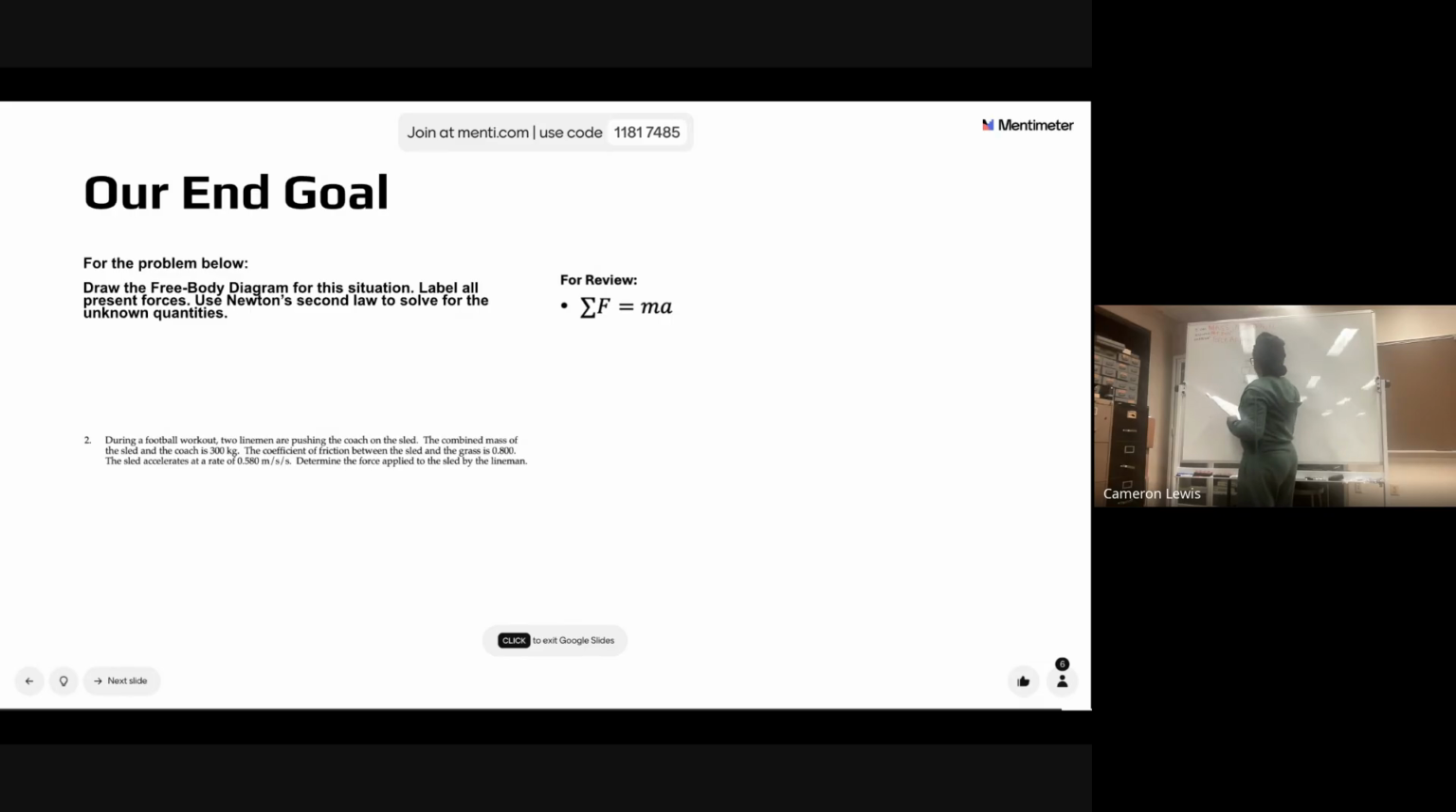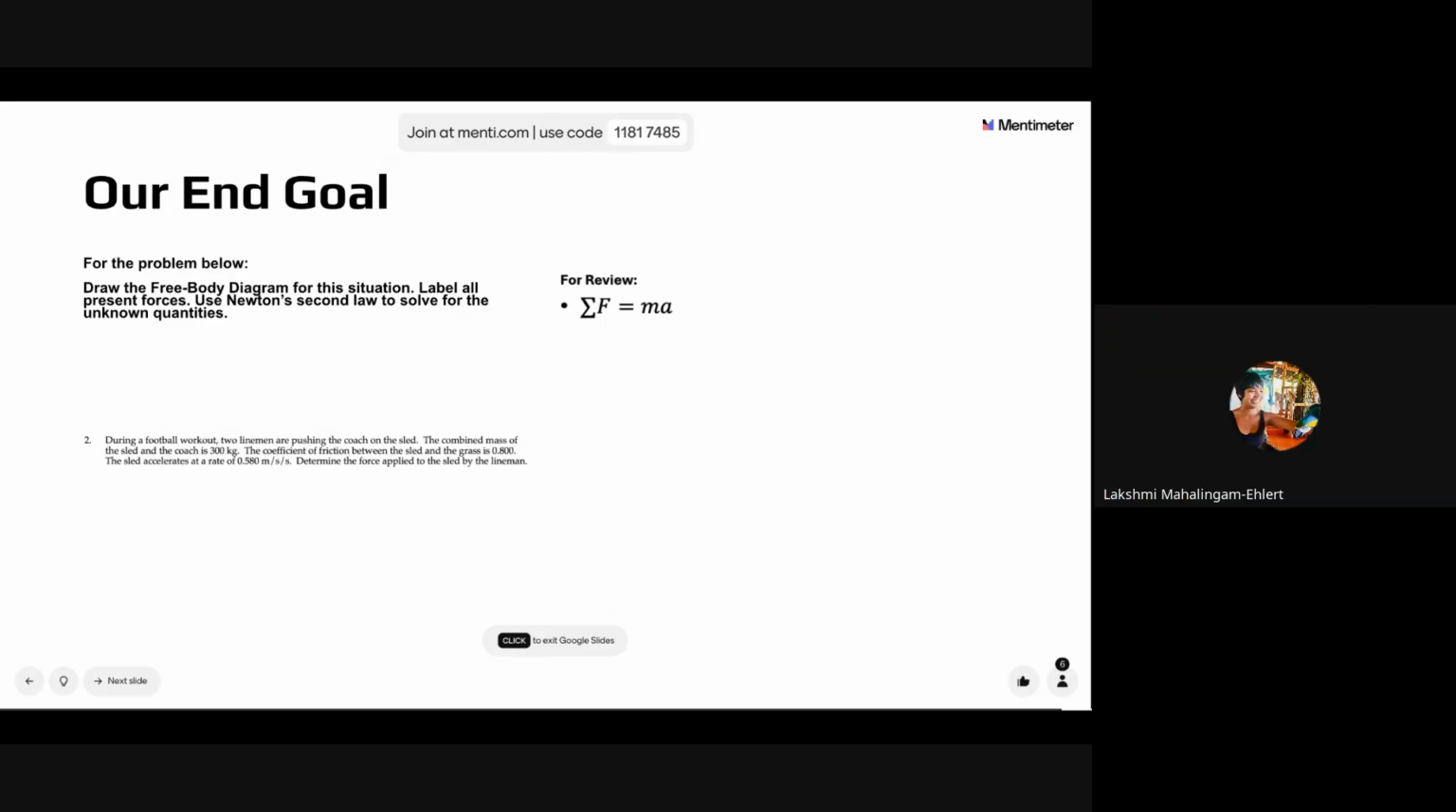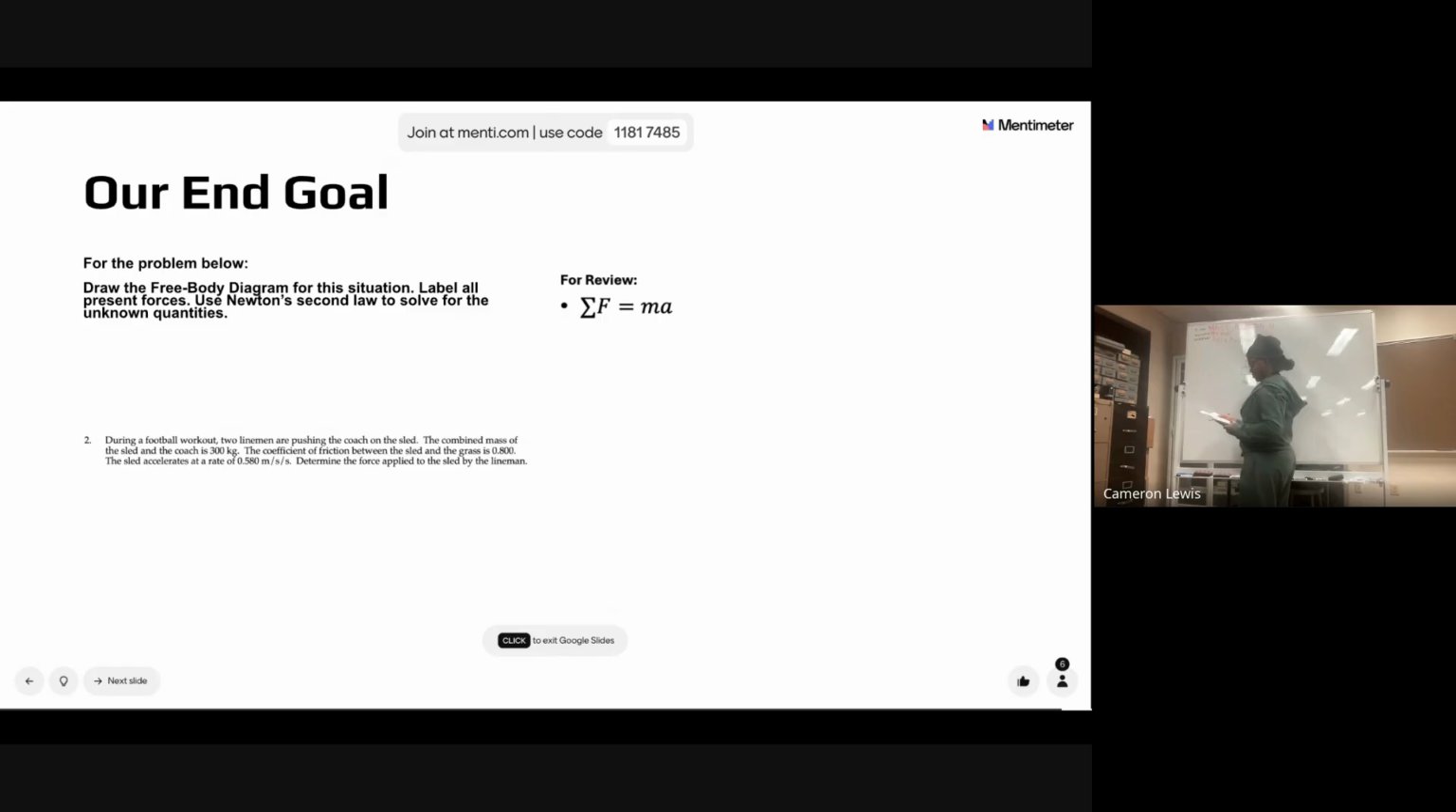Is gravity overpowering? No, because you're still on the ground. If gravity overpowered it, you'd be in the ground. So it's balanced. The sum of the forces is zero. The normal force is balanced with the force due to gravity, and we see that on the free body diagram. The arrows are about the same length.